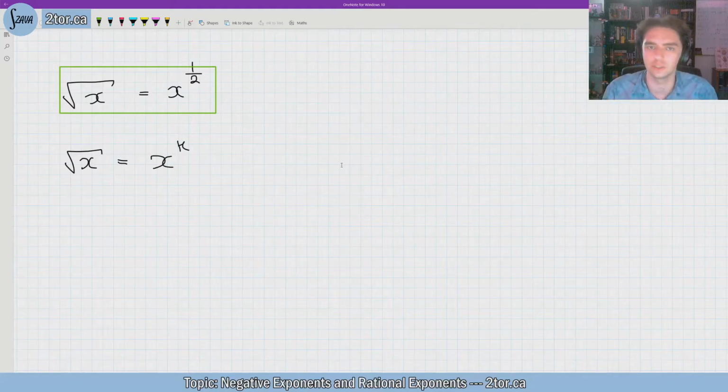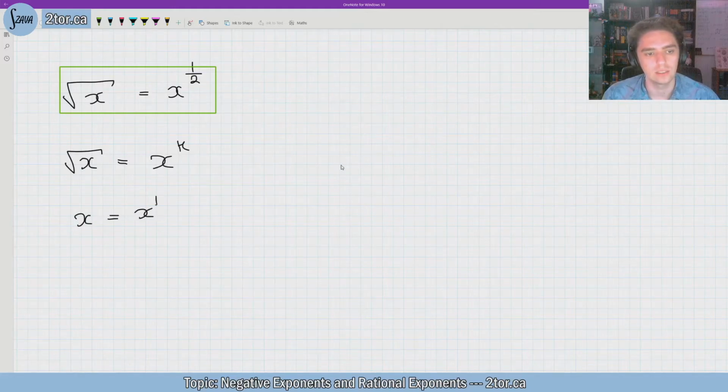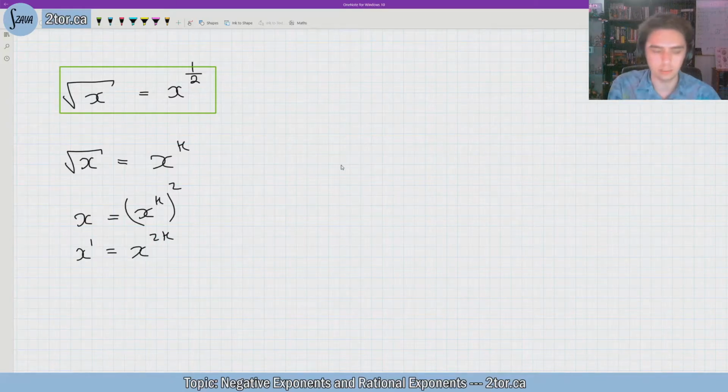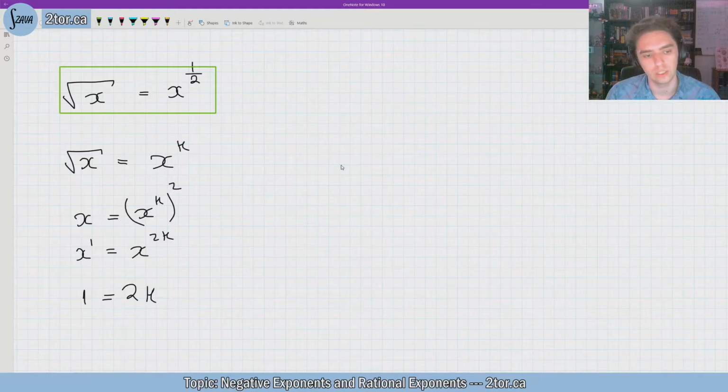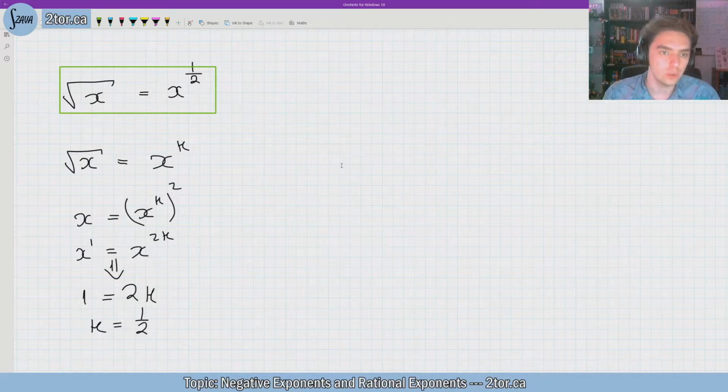Okay, I don't know what k is. Let's just try to solve for k and figure out what this would be. So I'm going to square both sides. So that would be x equals x to the k squared. Okay, x equals x to the 2k. And the power here is 1. Again, same situation. If I have x to some power equals x to some power, those powers must be the same. So 1 equals 2k, which is implied from that equation, which tells us that k equals 1/2. So again, the only solution for k is that k must be 1/2.